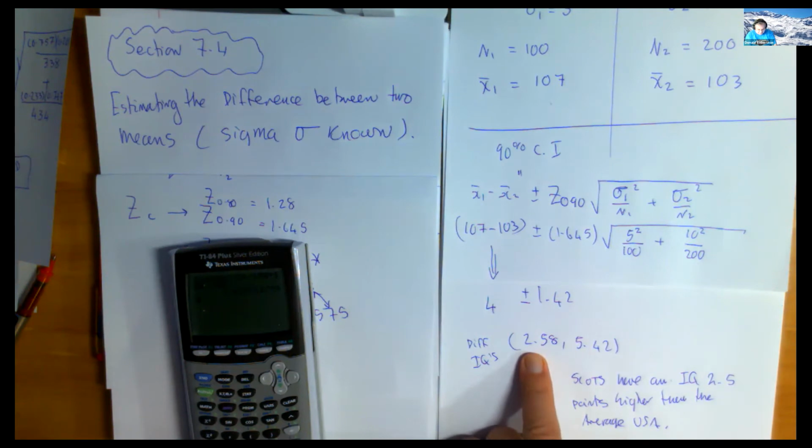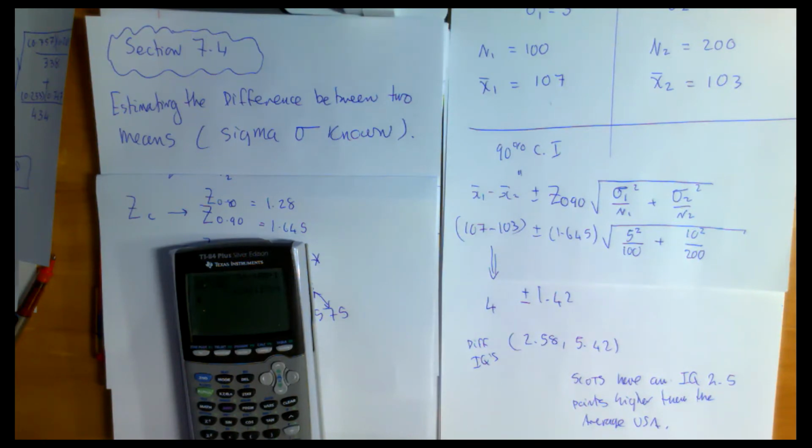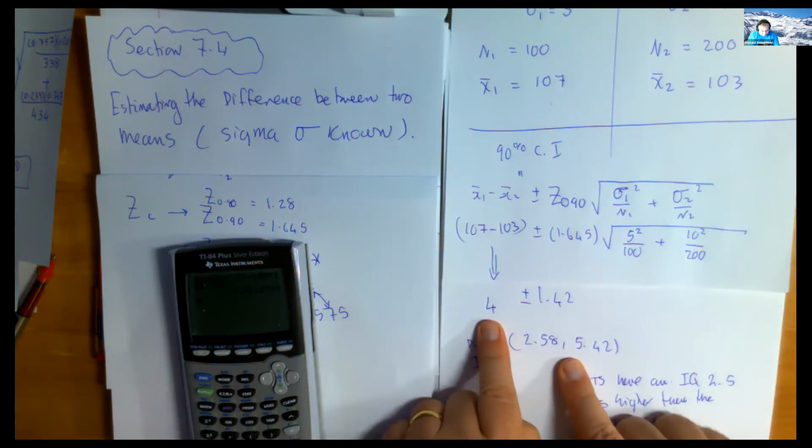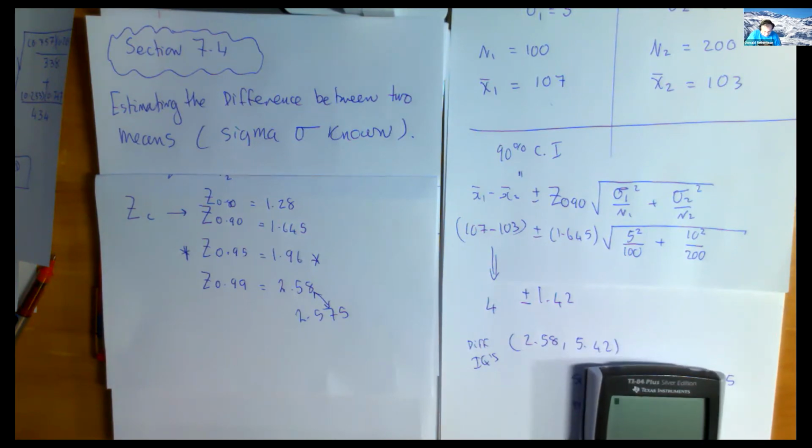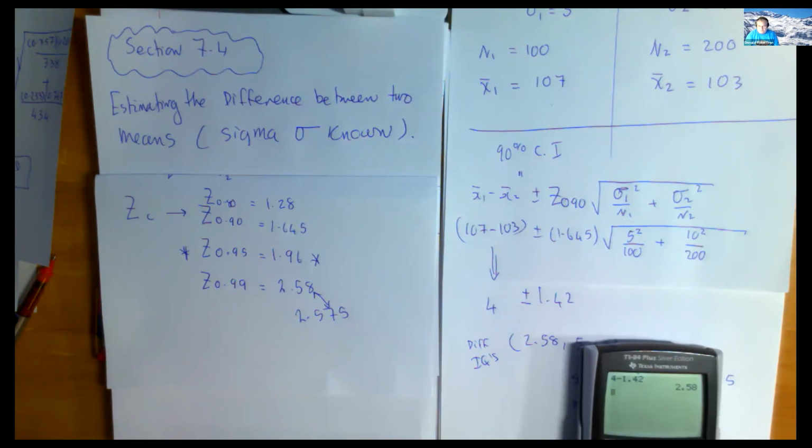Why 2.5 higher? At least 2.5, could be as much as 5, but guaranteed 2.5. Now that makes sense, that you can squeeze a little bit more information out of the interval than just saying the first guy's bigger than the second guy. So you got that number by just subtracting 5.42 and 2.58. I hope I did it right. Yes, I did. 4 take away 1.42. Yep, 2.58.